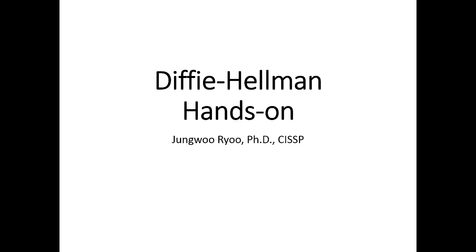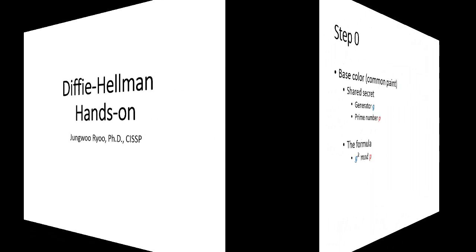So in the previous video where we talked about the theory behind the Diffie-Hellman key exchange algorithm, we used the analogy of mixing colors and somehow exchanging this secret color without actually exchanging it. So it's time for us to get into a little more detail in terms of how this is actually done using real numbers. That's what this Diffie-Hellman hands-on exercise is all about.